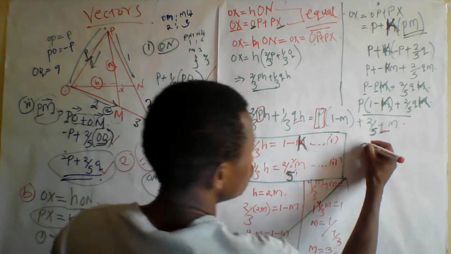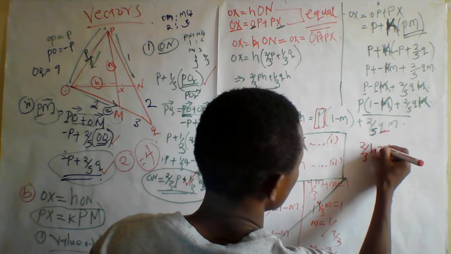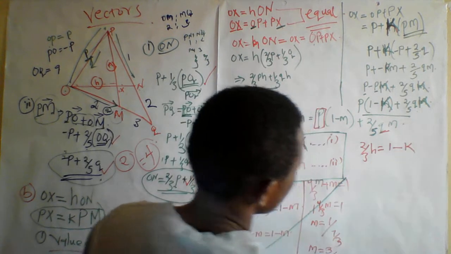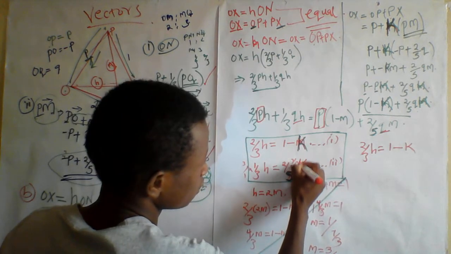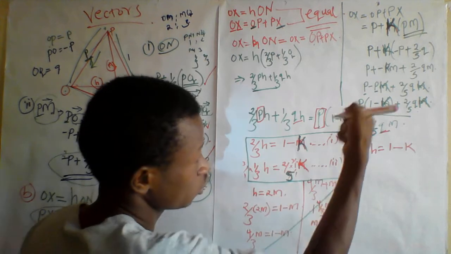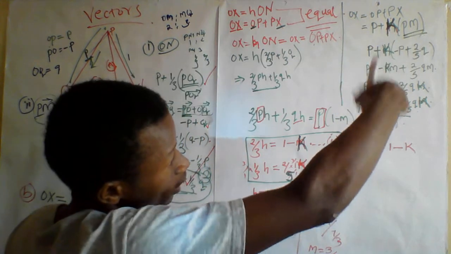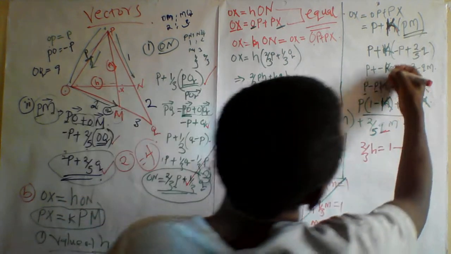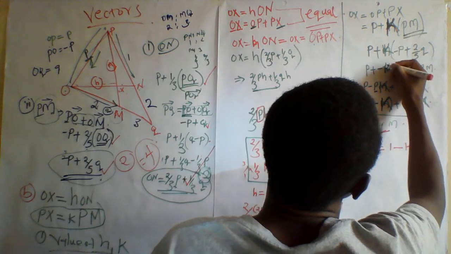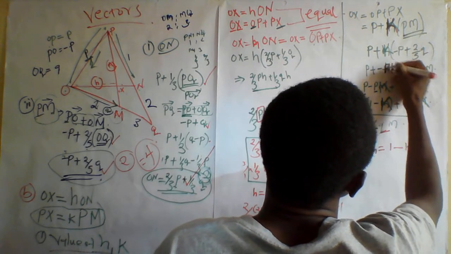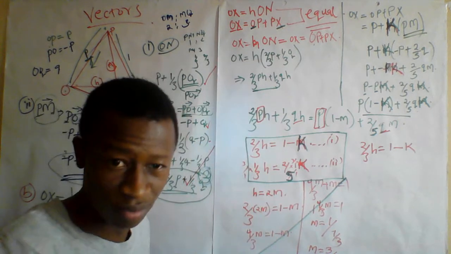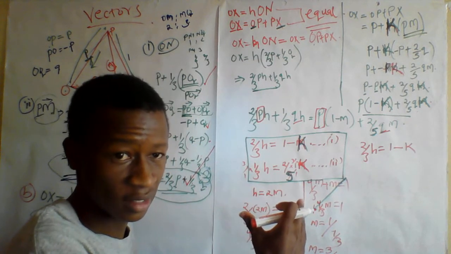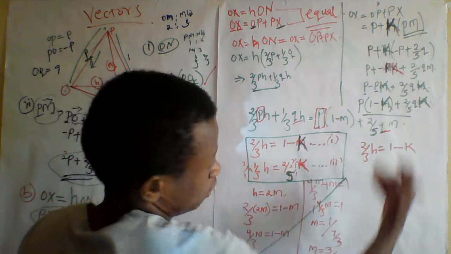2 over 3h is equal to 1 minus k, because we want to get the h and k. Sorry, not the m, not the m. Don't forget to do this correction. It should be pk. Those are the pk. Don't forget to do those changes, but the working is correct. Just make those changes as indicated there.